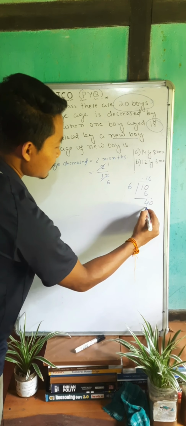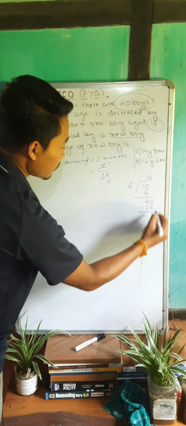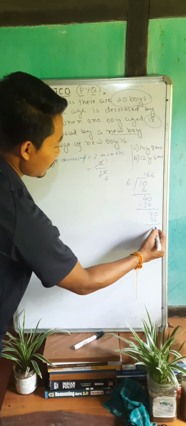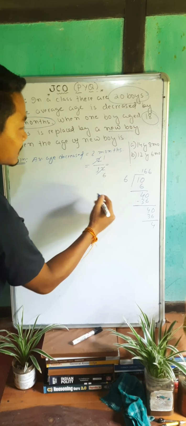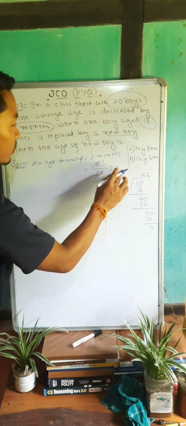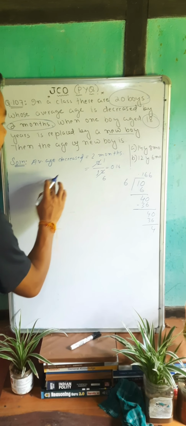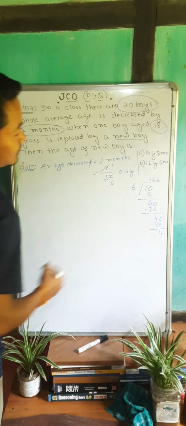6 6s are 36. Then again minus 4, again put 0. 6 6s are 36. It will keep on continuing like this. So we can take 1 by 6 as 0.16 recurring. Bar means 0.16. We can take it for 2 digits like this. Now the average age decrease in 20 boys is 0.16 year.